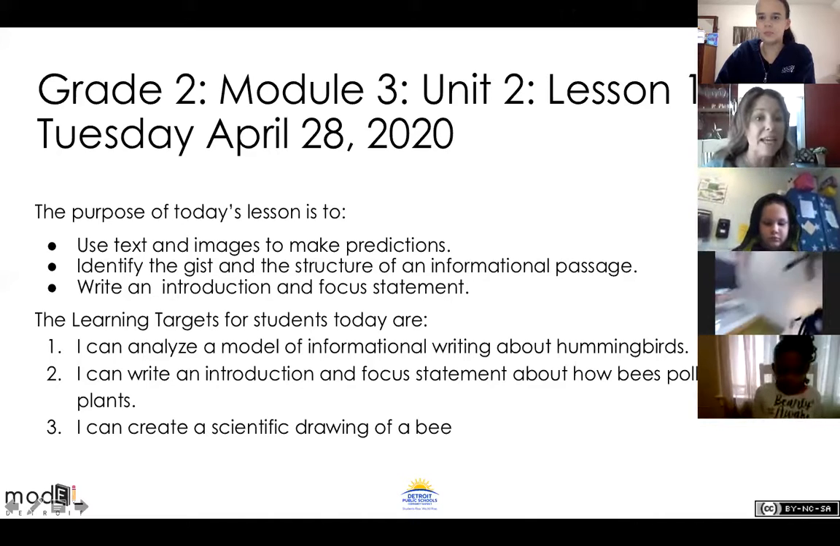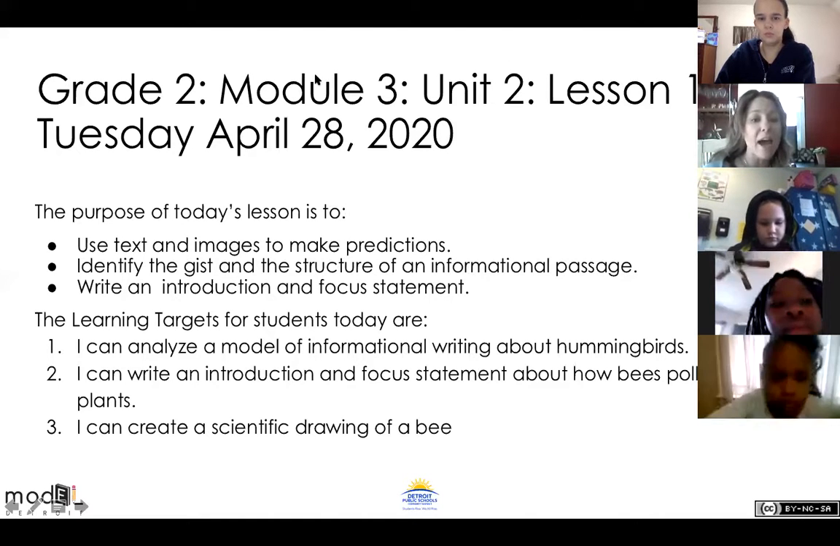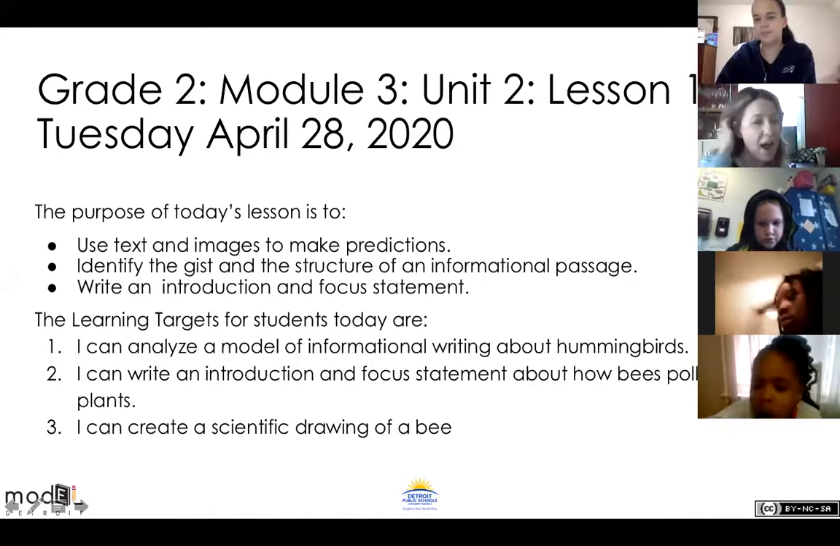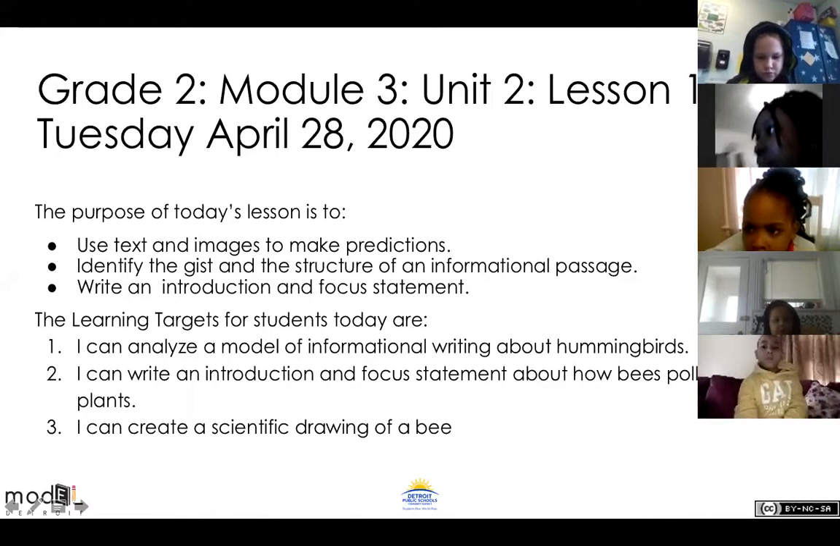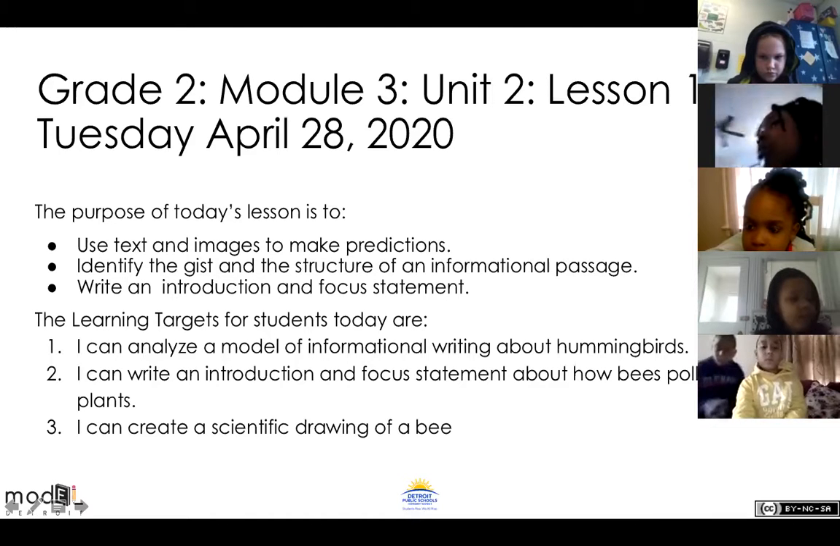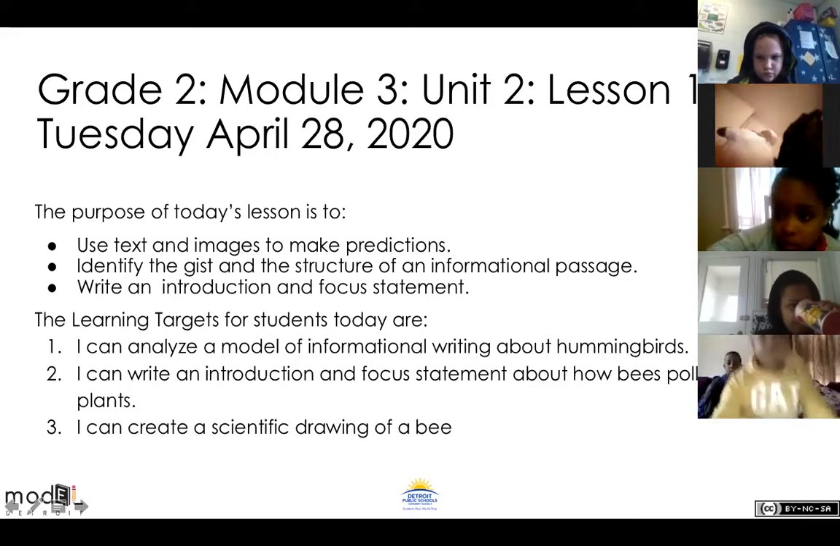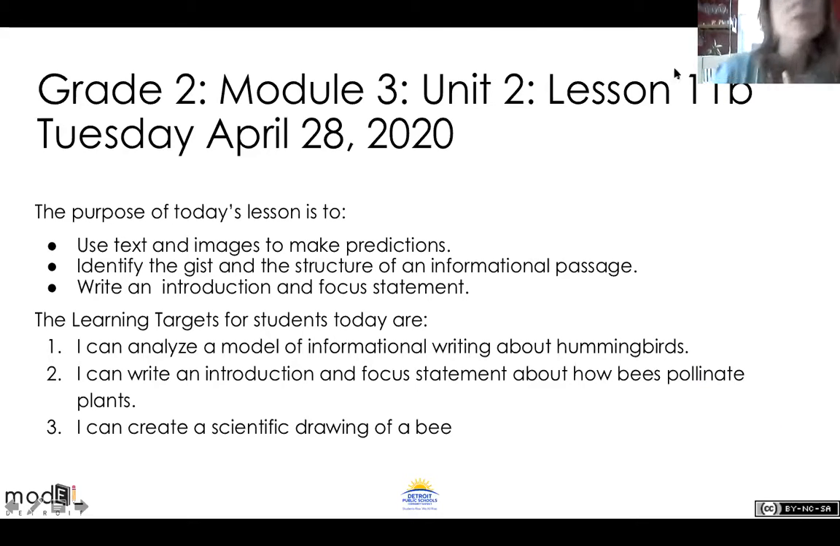So the purpose of today's lesson is you're going to look at writing and images and be able to start making some predictions, some guesses in your head. You're going to identify the gist and the structure of an informational passage, and you're going to write an introduction and a focus statement today. So today, friends, when you log on, you are going to do writing on both the introduction and the focus statement. You, friends, are going to be writing about bees while you're going to use the hummingbird writing as your example, okay? So you have 3 learning targets today.